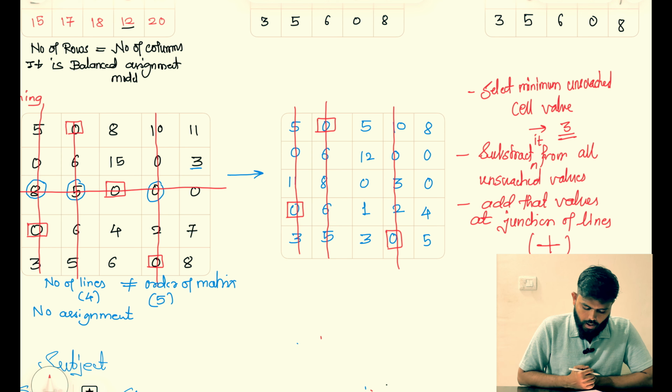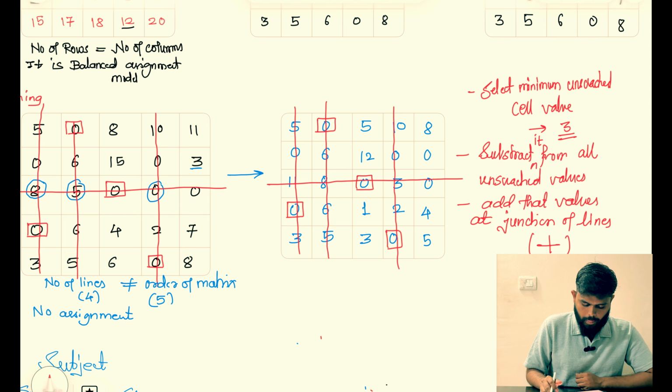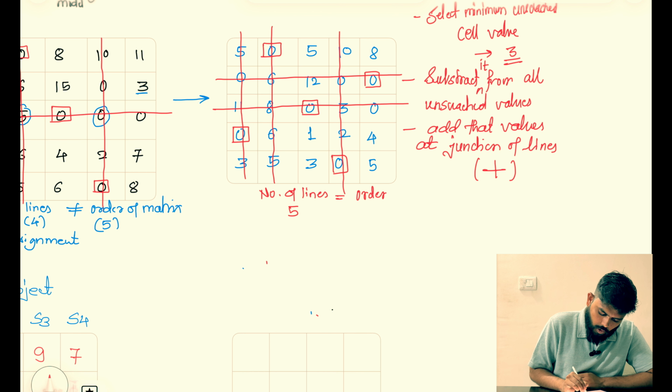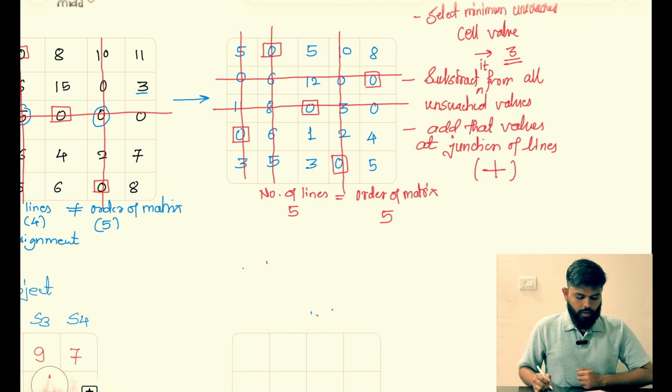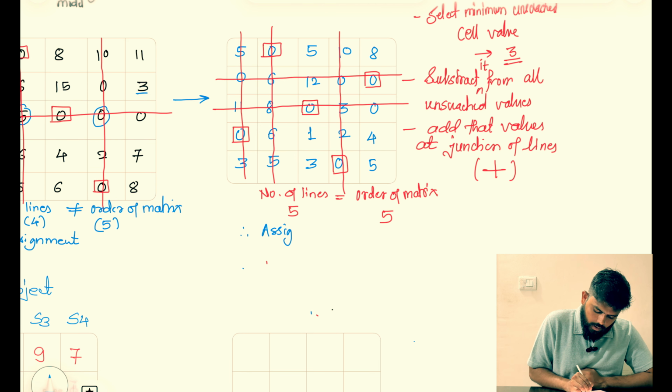Now go for column scanning. In column scanning, the first and second columns are already scratched. Now let us move towards the third column. In the third column we have 1 zero, so we will box it and we will scratch the row. The fourth column is already scratched, and in the fifth column we have 1 zero, so we will box it and we will scratch the row. So now the number of lines, that is 5, is equal to the order of the matrix, that is 5. Okay, so now the numerical is completed. Therefore, assignment can be done.